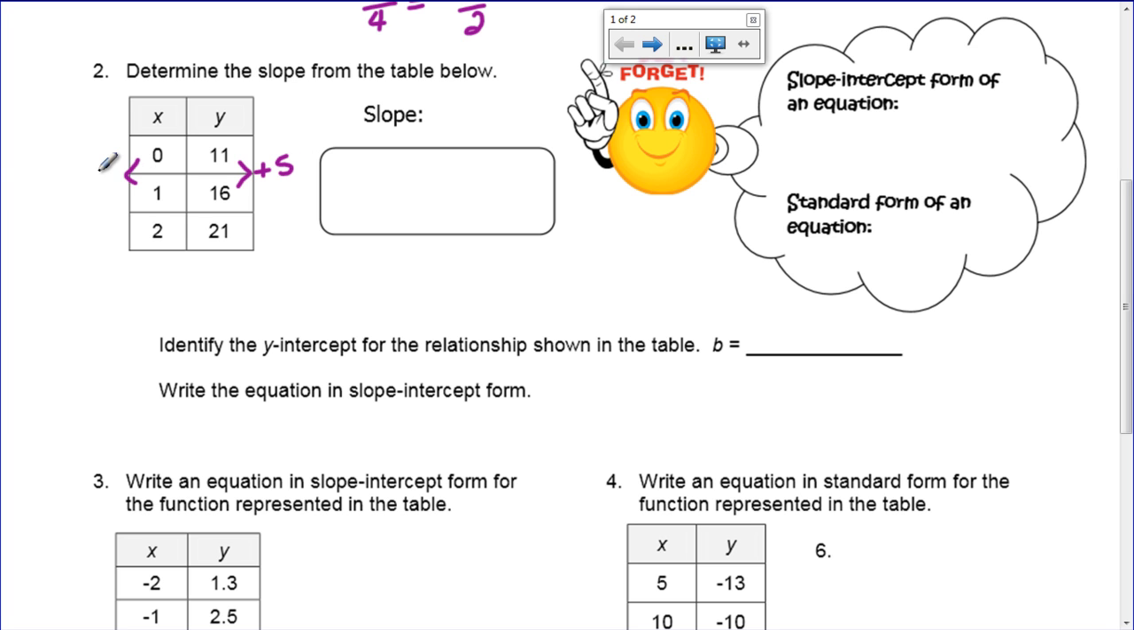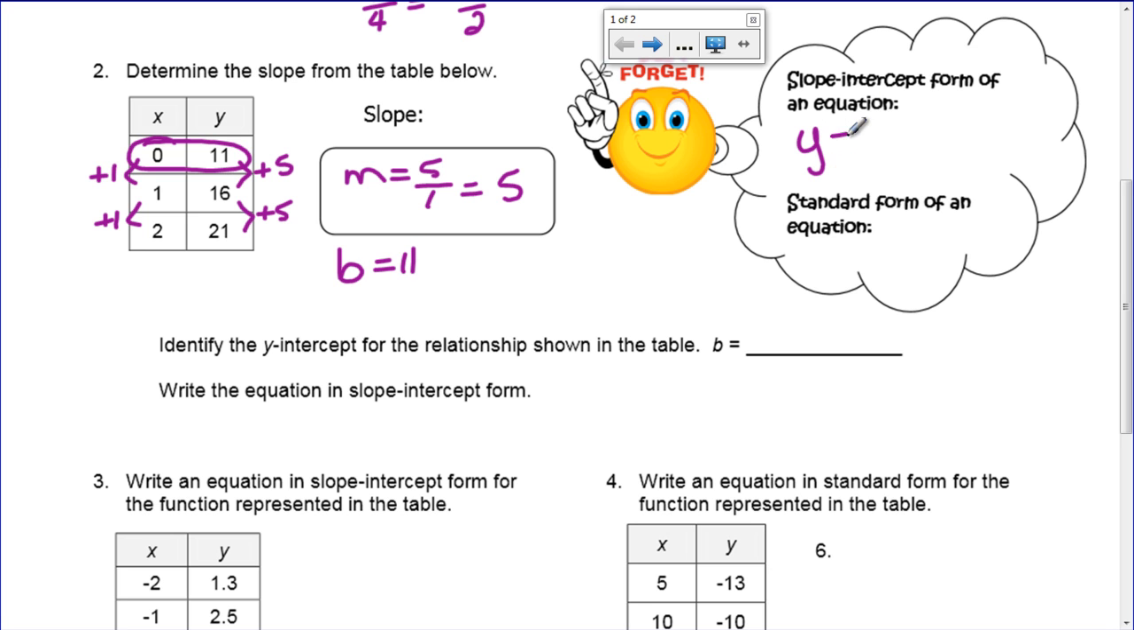Change in x is going to be +1. And that's the same thing here, +5 +1. So my slope is going to be 5 over 1, or just 5. So there's my slope. My y-intercept is right here because x equals 0, so y equals 11. So my b is 11. So my slope-intercept form of that equation is y equals 5x, because that's the slope, plus 11, that's the y-intercept.